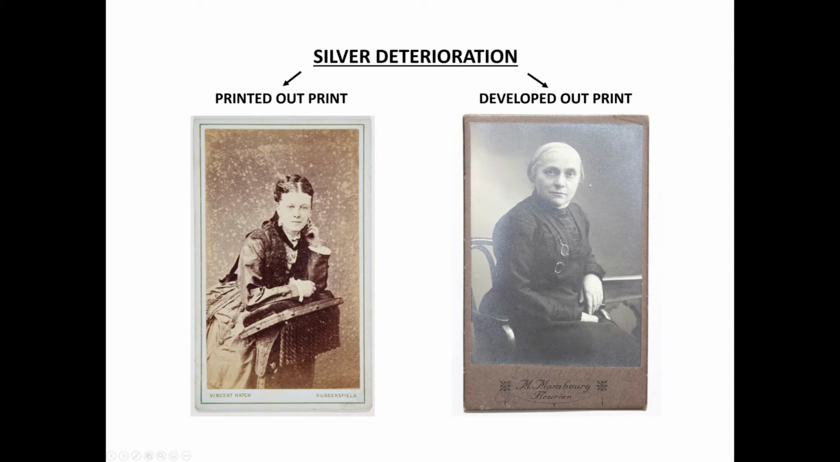The most common form of deterioration seen in developed out prints is tarnish, which appears as a metallic sheen on the surface, more prominently in the darker areas, and again can be used as an aid to identification.